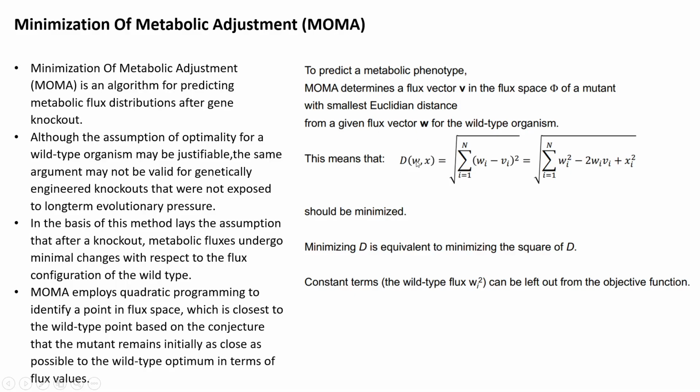So what you are minimizing here is the distance between the solution set of your wild type organism and your perturbed organism, knockout or whatever. That is what you are trying to do. Minimizing d is equivalent to minimizing the square of d, because d has a square root, and if you square it, it's the same in terms of minimization. And if you have constant terms, say for example wi, they can be left out of the objective function, because if you take a difference, it will basically be zero. Okay.